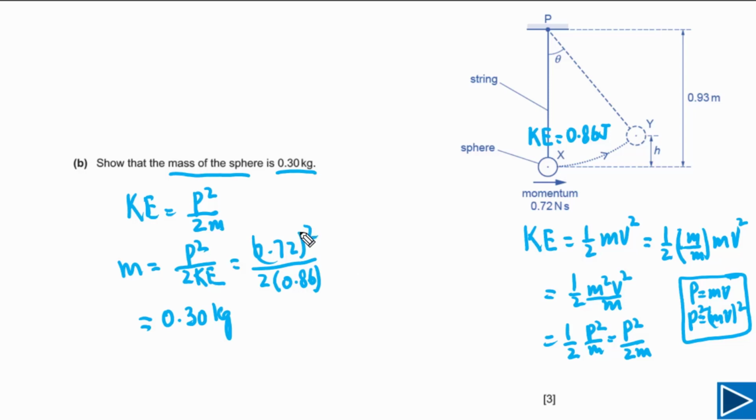This question has 3 marks. The first mark is if you have written this equation, this relationship, and the second one is if you have plugged in values. This is the second mark. This is actually a C mark, this is also a C mark, and the last one is the answer mark, so this is an A mark. So if you have done these steps, you will get these 3 marks.